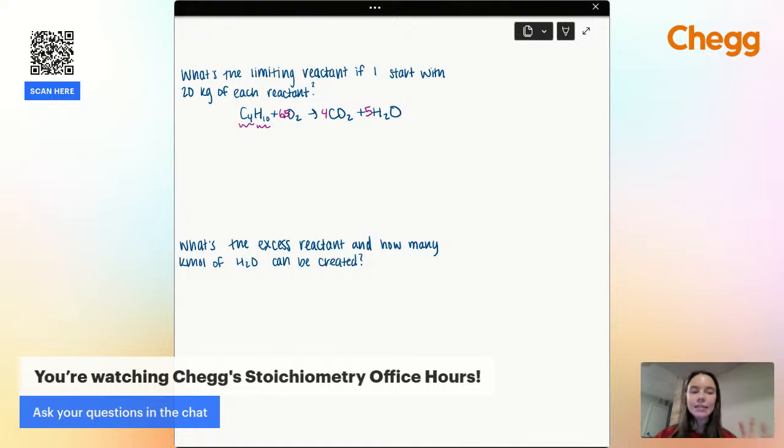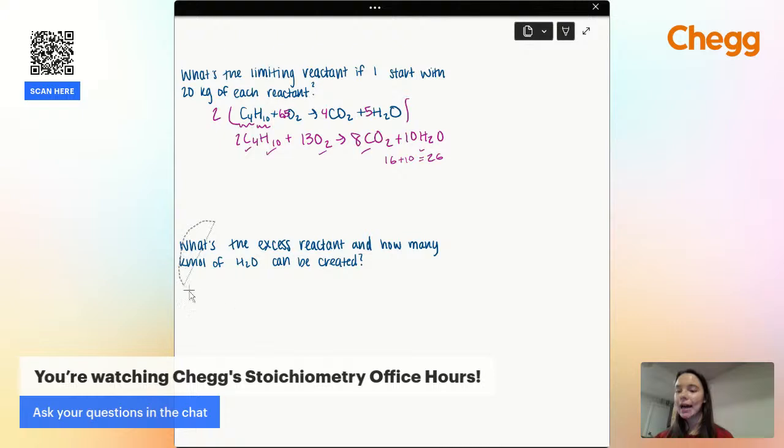Now, you can keep it like this. Some teachers will let you. Some teachers are going to require you to make those whole numbers. So my next step is just to multiply everything by 2. So I'm going to have 2C4H10 plus 13O2 yields 8CO2 plus 10 H2O. That's my balanced equation. We'll do one final check. 8 C's, 8 C's, 20 H's, 20 H's, 26 O's. We have 16 plus 10 O's, which is 26. So my equation is correctly balanced.